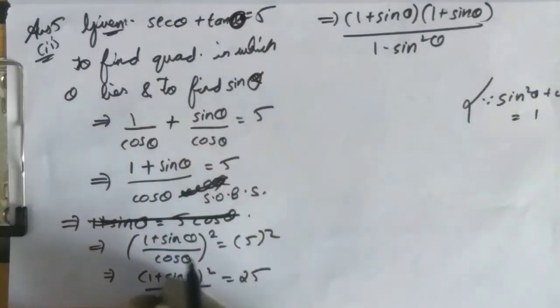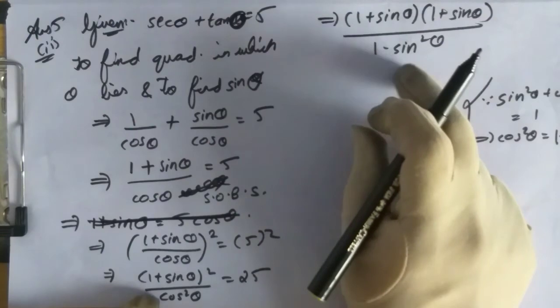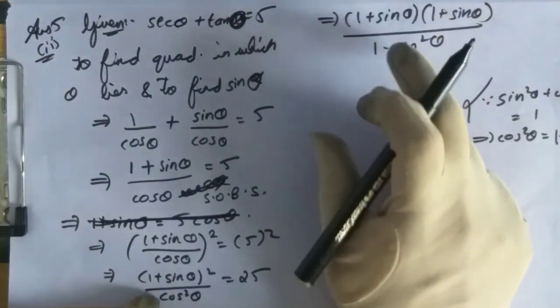So here I need the value of cos square theta. So cos square theta will be equal to 1 as it is, plus sin square theta if it comes to this side, minus sin square theta. So instead of cos square theta, here I'll write 1 minus sin square theta, because what is my main intention?